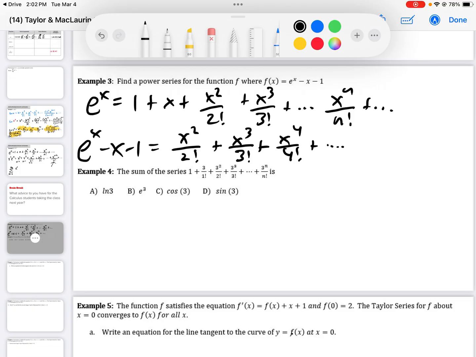All right, last one in this video. The sum of the series, is that equal to natural log of 3, e to the 3, cosine of 3, or sine of 3? So, I know cosine and sine go back and forth, back and forth, right? And if I'm looking at it, what is this looking like? Looks like 1, that's just a 1. X, this is 3. And then that would be x squared, that's 3 squared over 2 factorial. So this looks like it's just e with 3 plugged in. So this one would just be b.